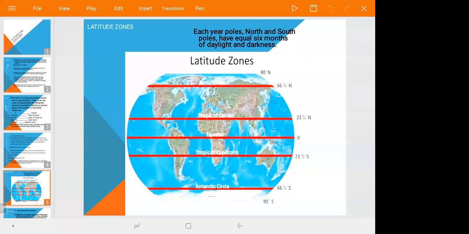Okay, here you have the picture with latitude zones and major latitude lines.